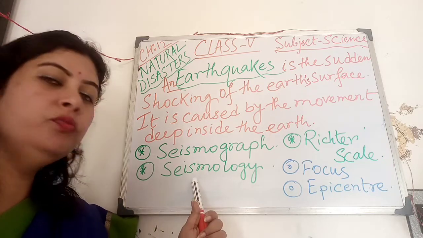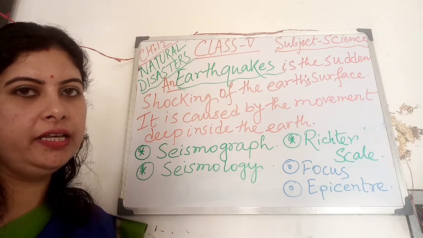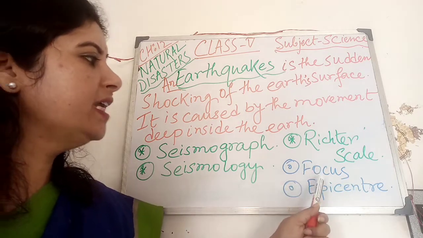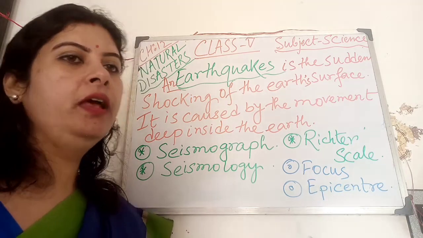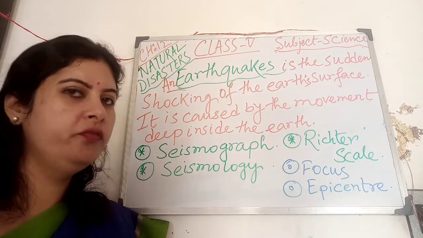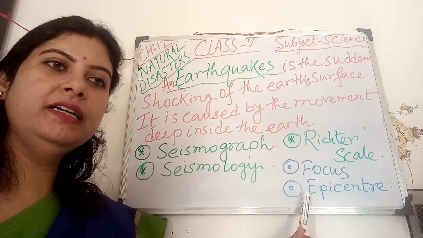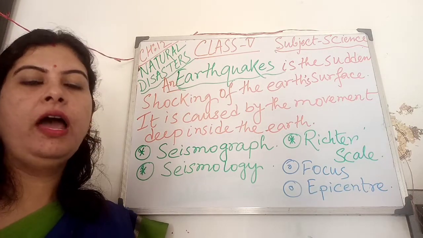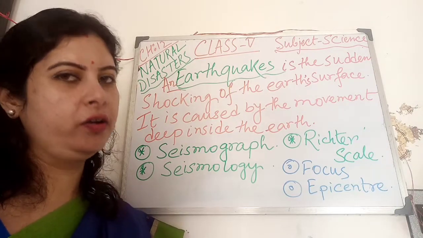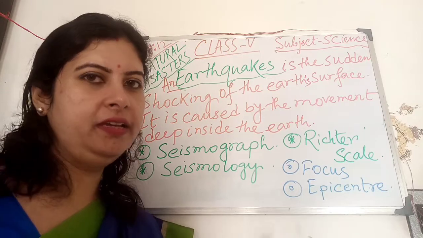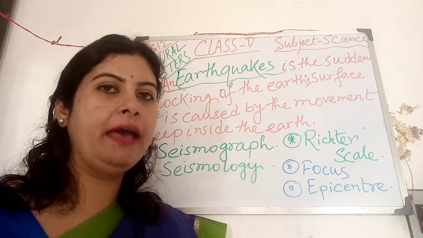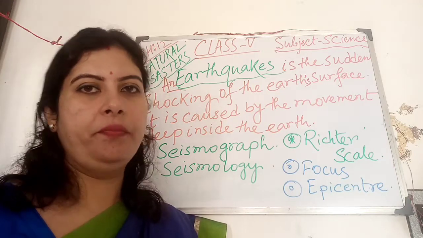Then what is seismology? The scientific study of earthquakes is called seismology. Now what is focus and epicenter? The place of origin of an earthquake is called the focus. Now what is the epicenter? The point directly above the focus on the surface of the earth is called the epicenter. Clear? A major earthquake causes a lot of damage to life and property.